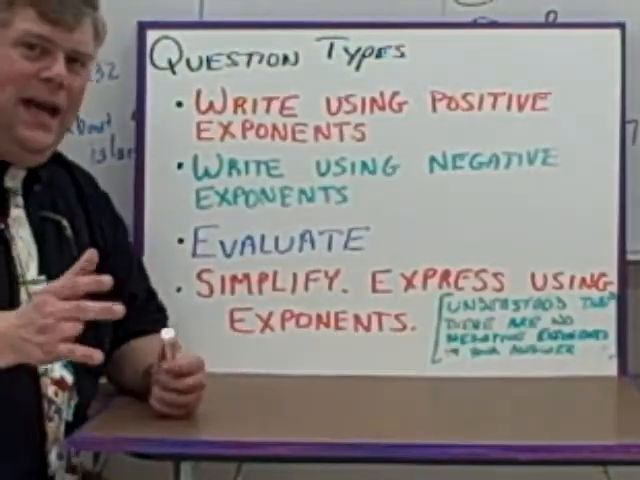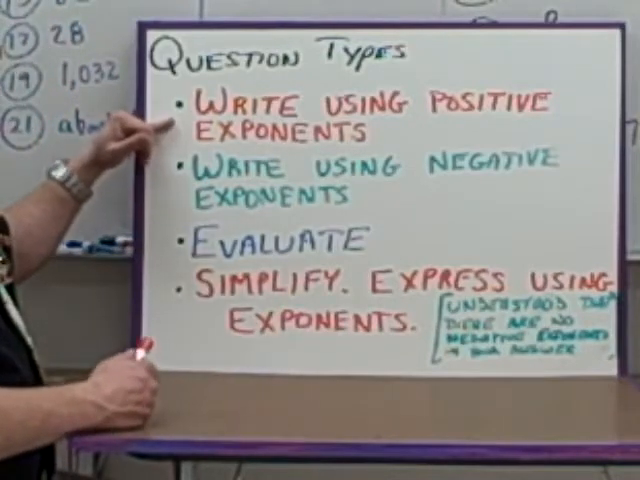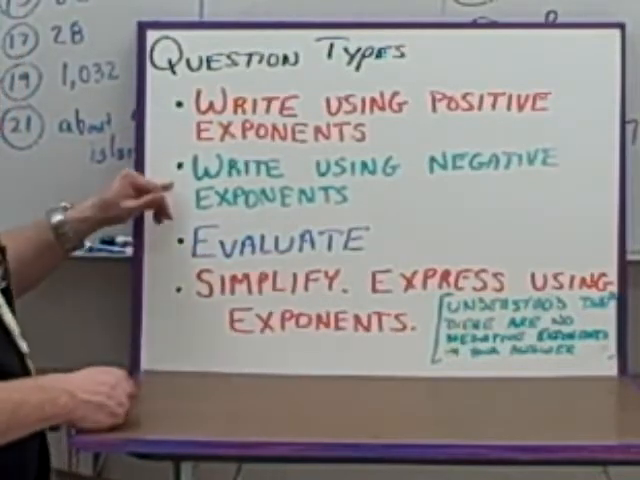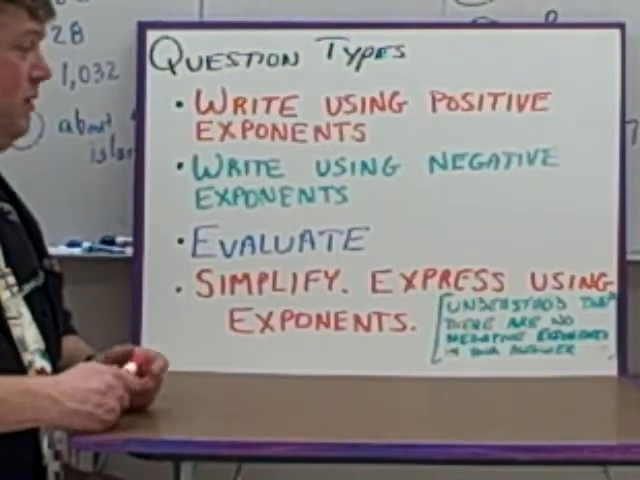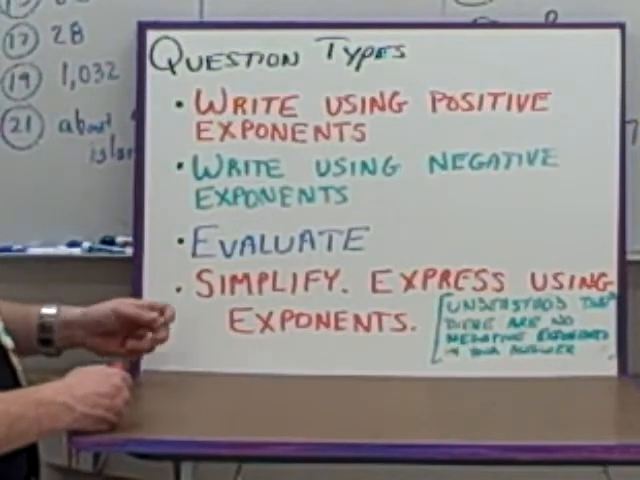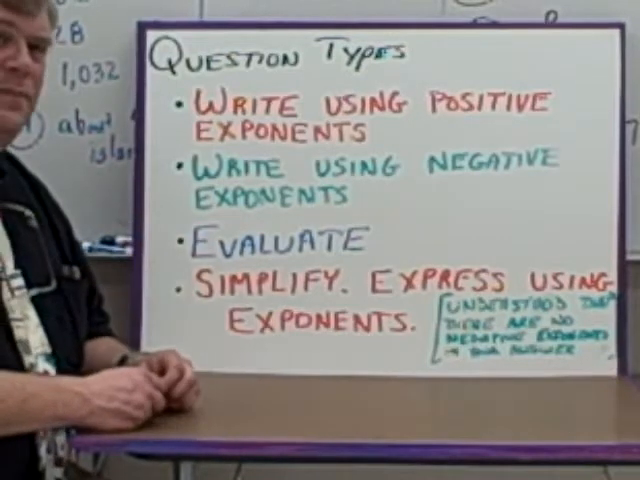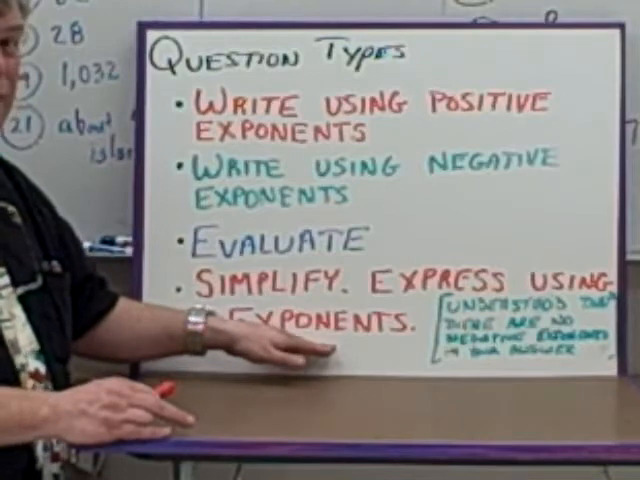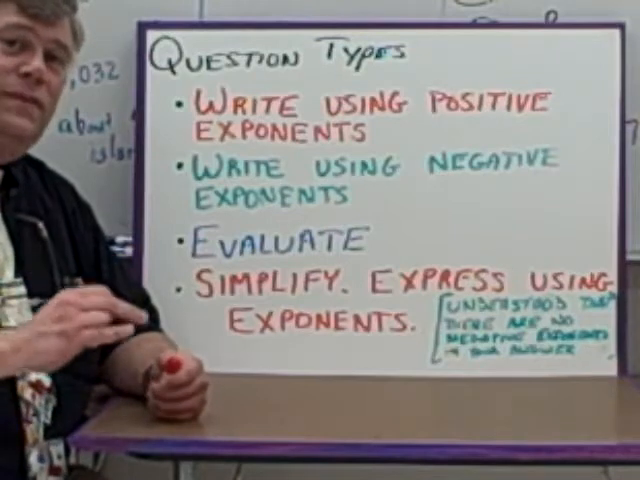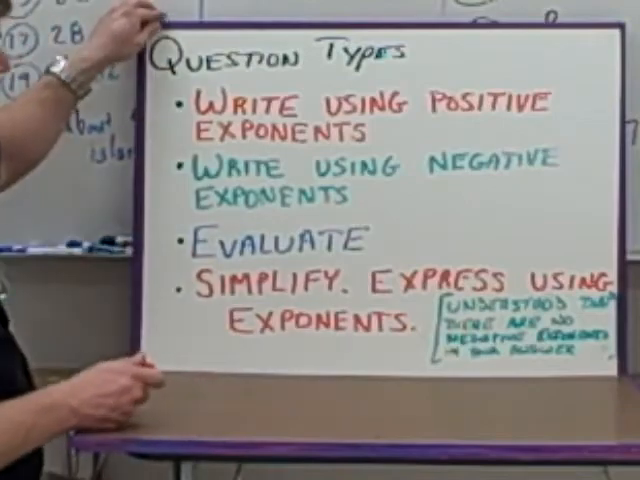What kind of questions can be asked involving negative exponents and zero exponents? There's a whole lot, but you might be asked to write using positive exponents, given negative exponents. You could be asked to write using negative exponents, given something with a fraction in it. You could be asked to evaluate, or to simplify and express using exponents. When you're asked to simplify and express using exponents, they're not going to state it specifically, but it's understood that you should have no negative exponents in your answer. A simplified answer does not contain negative exponents.